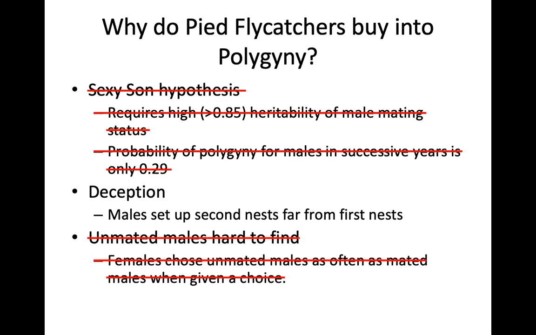Presumably, the reason that males find a female far away from the first nest is so that the female that they mate with second doesn't know about the first female. You may be thinking of human parallels, or maybe not.